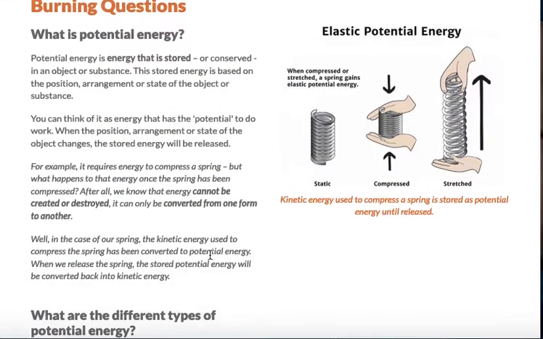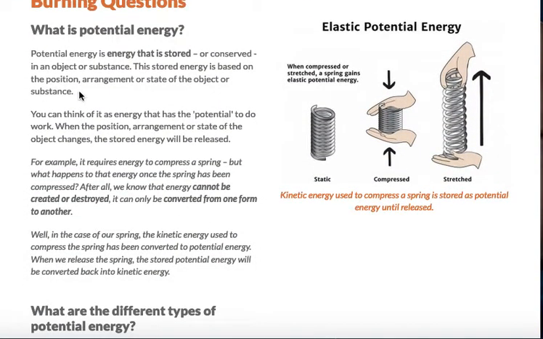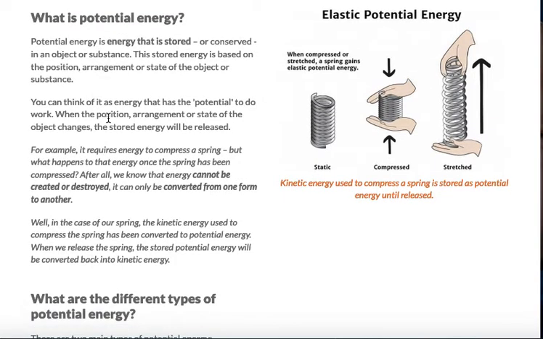What is potential energy? Potential energy is energy that is stored or conserved in an object or substance. This stored energy is based on the position, arrangement, or state of the object or substance. You can think of it as energy that has the potential to do work. When the position, arrangement, or state of the object changes, the stored energy will be released.